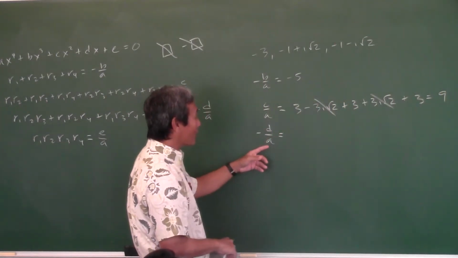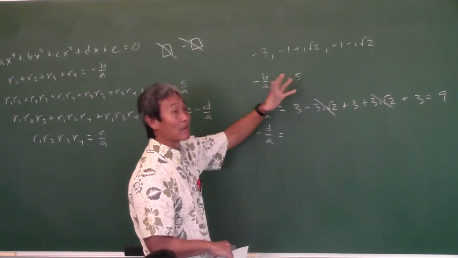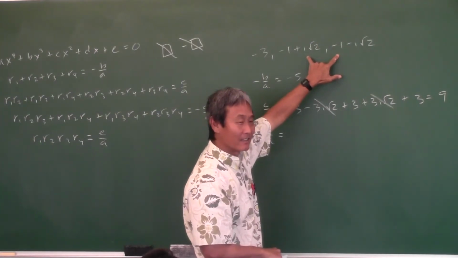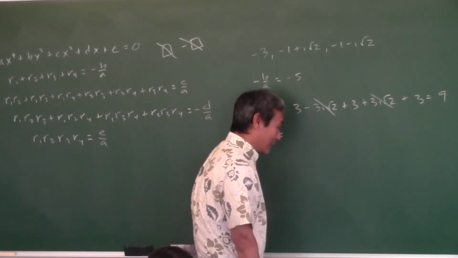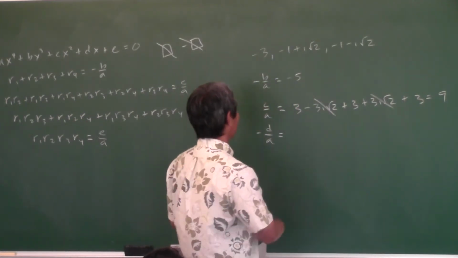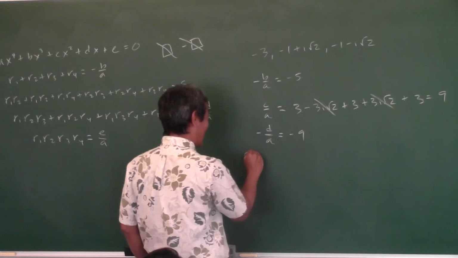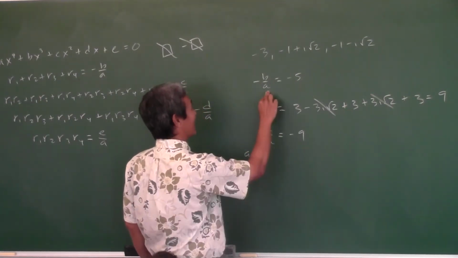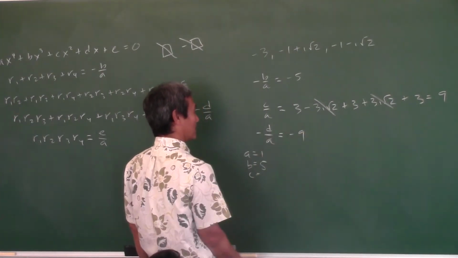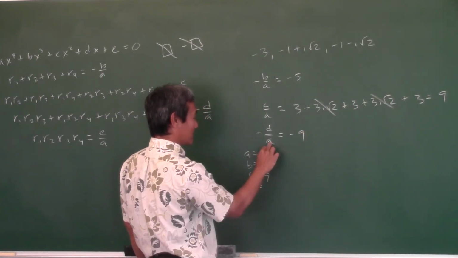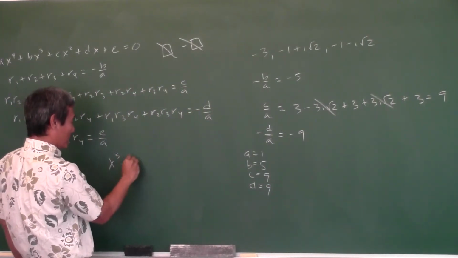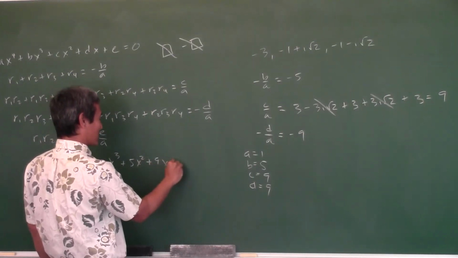And then negative d over a is multiplying 3 at a time. Now let's see if we can remember anything. I already multiplied these 2 together. What did we get again? 3. So what is 3 times negative 3? Negative 9. So if I let a equal 1, what is b? If I let a equal 1, b is 5, c is 9, and d is 9. Therefore, the equation is going to be 1x cubed plus 5x squared plus 9x plus 9 equals 0.